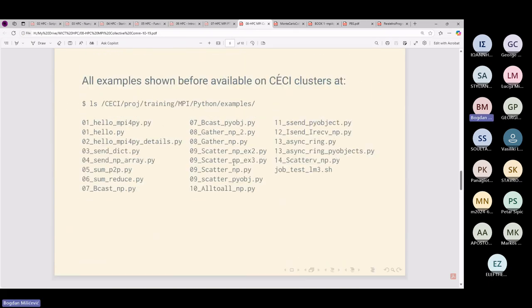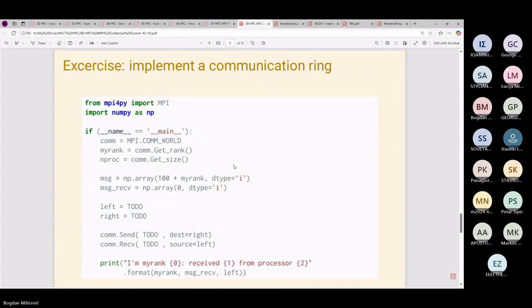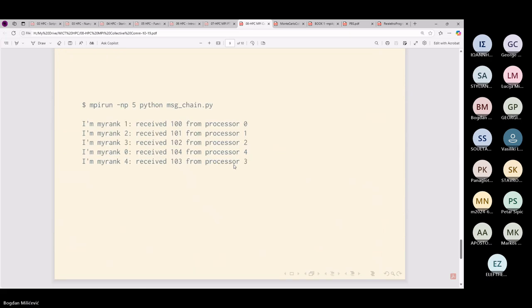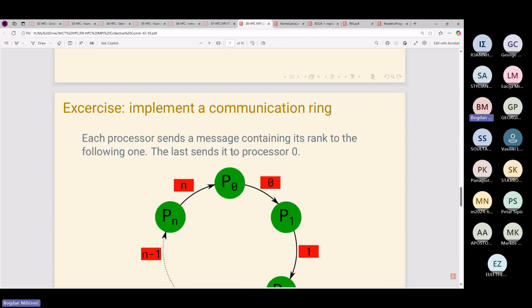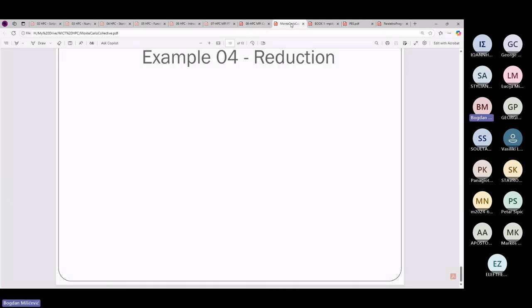I think we're halfway for today. I think we can skip this implementation of the communication ring. Is it okay if we take a small break for, let's say, 5 to 10 minutes? I think somebody has some question. That was in the beginning. So we'll have a 5-minute break, maybe 10, and then I will come back.